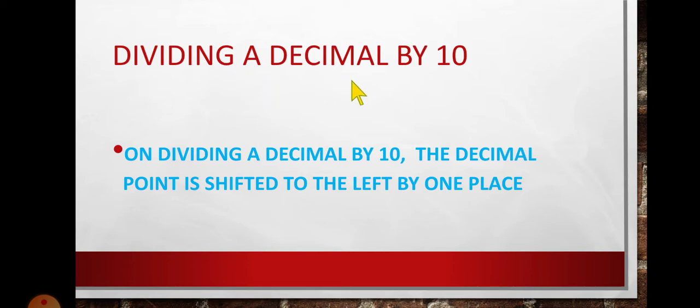Dividing a decimal by 10. Today is our first rule when we divide a decimal number by 10. On dividing a decimal by 10, the decimal point is shifted to the left by one place. Let's see with an example.